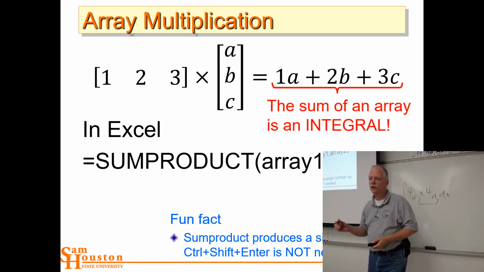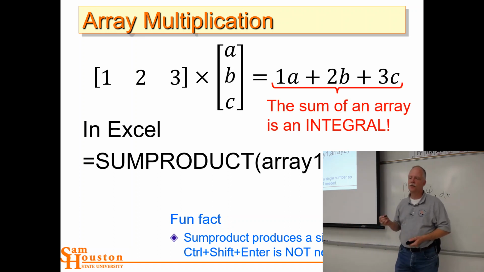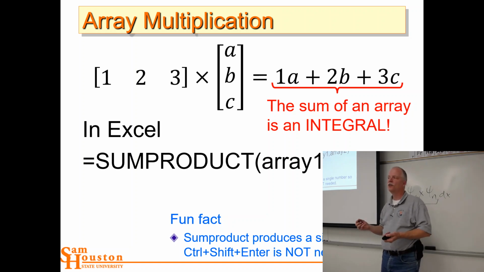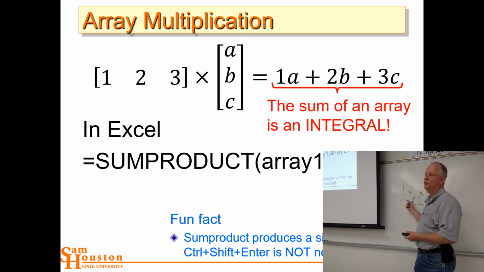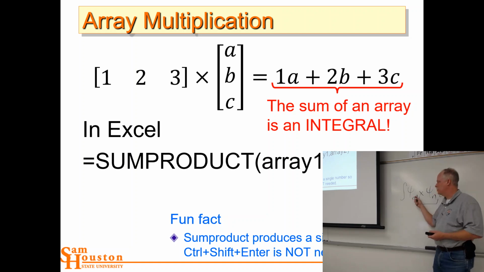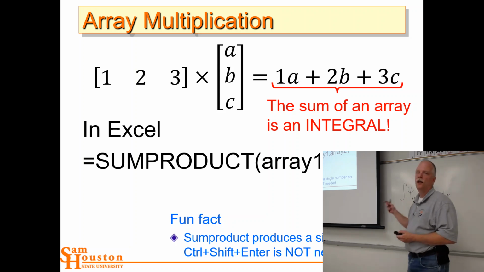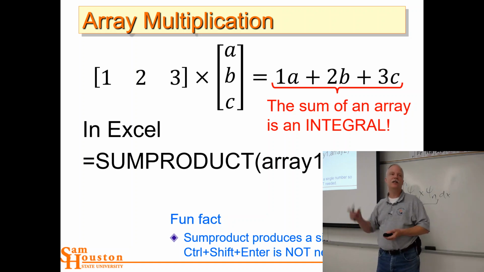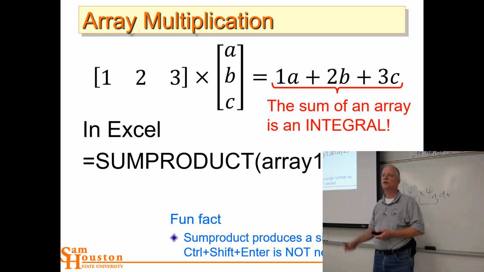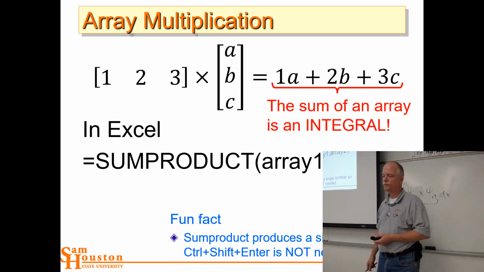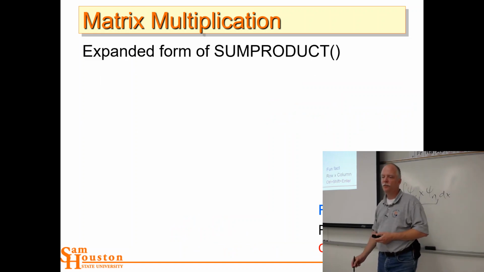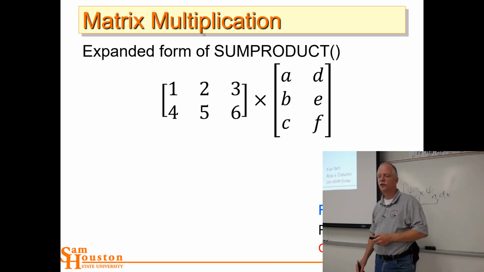Okay, here we go. So the nice thing about this is that the sum of an array is an integral. So if we have a way to multiply these values together in matrix format, then at the end, the sum is done for us. And so this is a way to do numerical integration. It's a way to sum columns, especially columns that are multiplied by other columns. So let's talk about matrix multiplication. It's sort of an expanded form of this sum product idea.